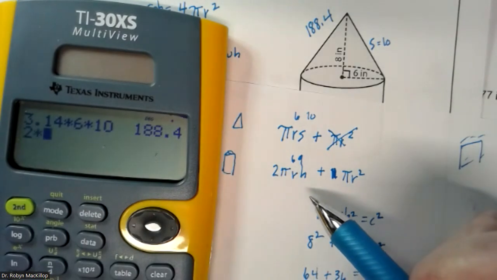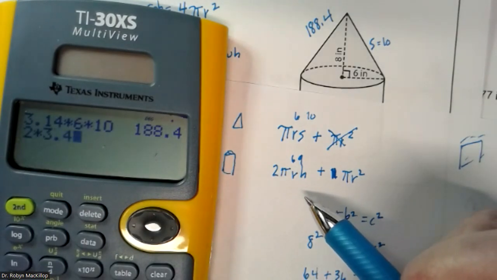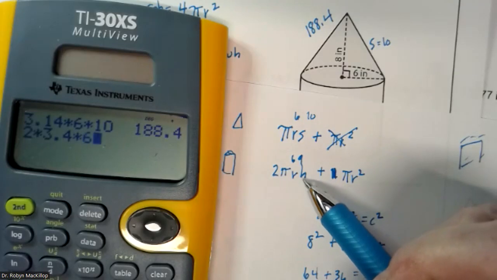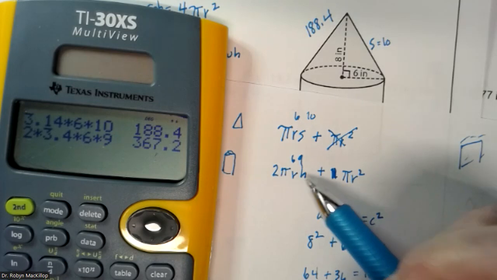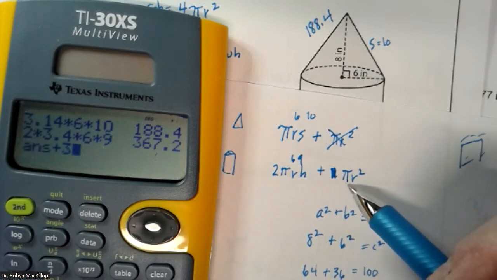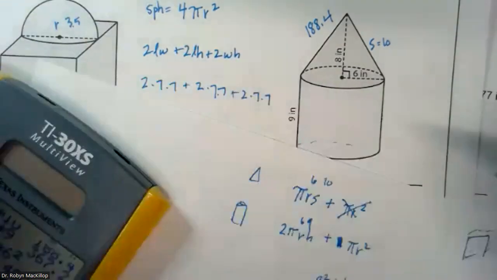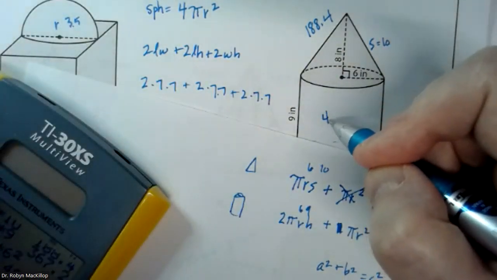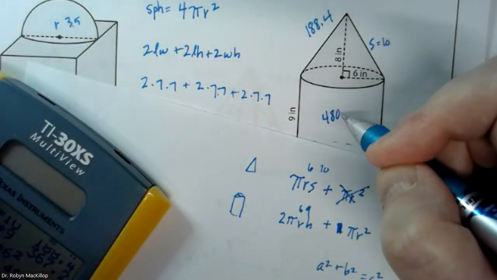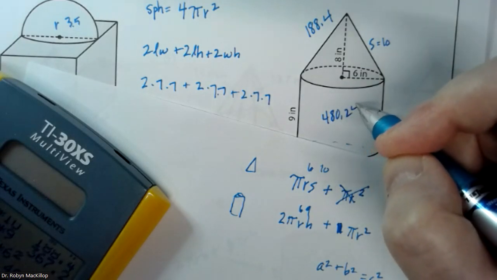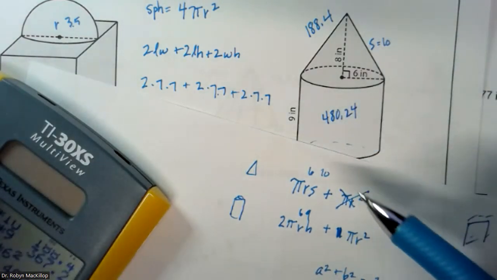So 2 times pi times the radius times the height plus pi again times radius, which was 6, squared. That comes out to 480.24. We've done all our calculations and measurements.